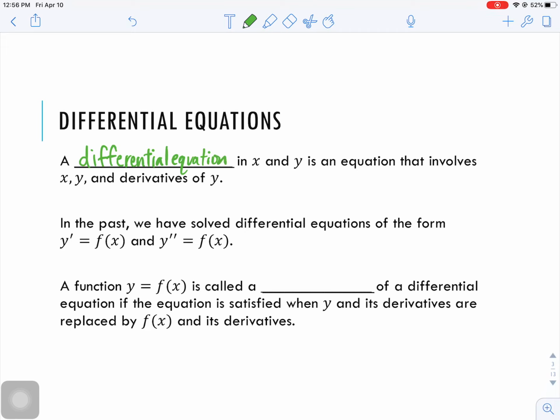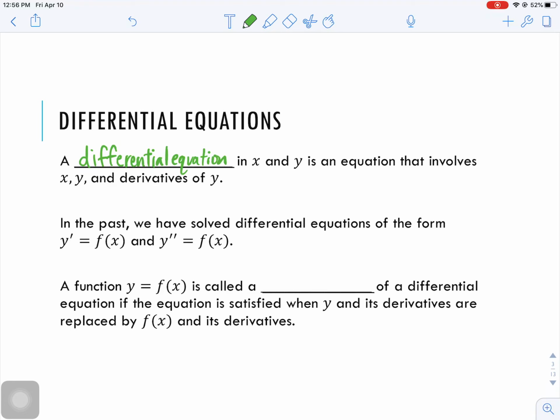in x and y means a differential equation with x and y, is an equation that involves x, y, and derivatives of y. In the past, we have solved differential equations of the form y prime equals f of x and y double prime equals f of x. In other words, we've solved differential equations where we're given either the first or second derivative, and each of those equations were entirely functions in terms of x. And we solve them by integrating.